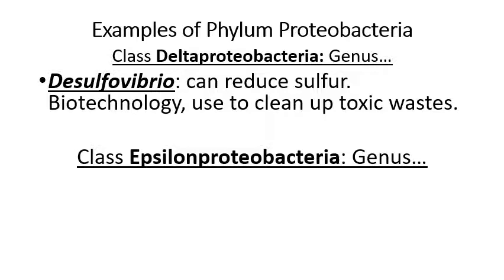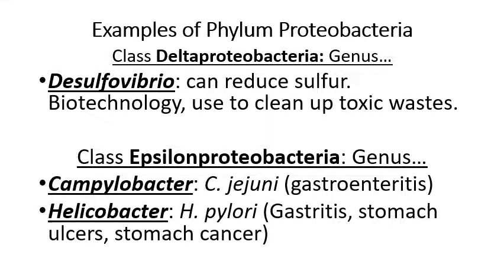Now let's look at the Epsilon proteobacteria. We're only going to learn two genera from the Epsilon proteobacteria. One is Helicobacter pylori, which you've already learned about. Helicobacter pylori causes ulcers in the stomach. In rare cases, Helicobacter pylori can even cause stomach cancer, but that's rare, happens less than 1% of the time.